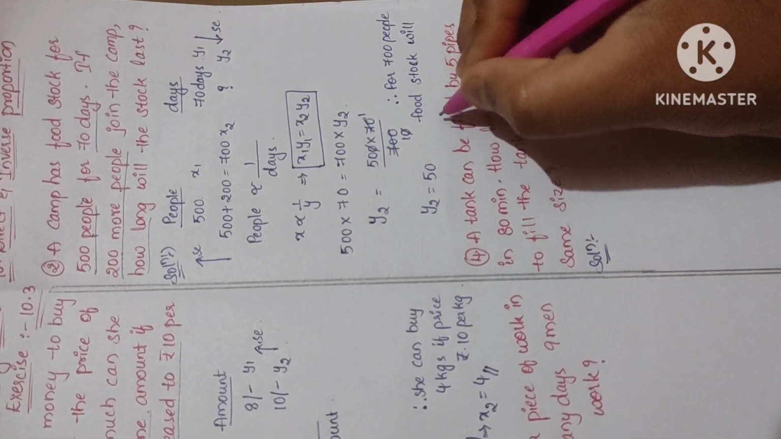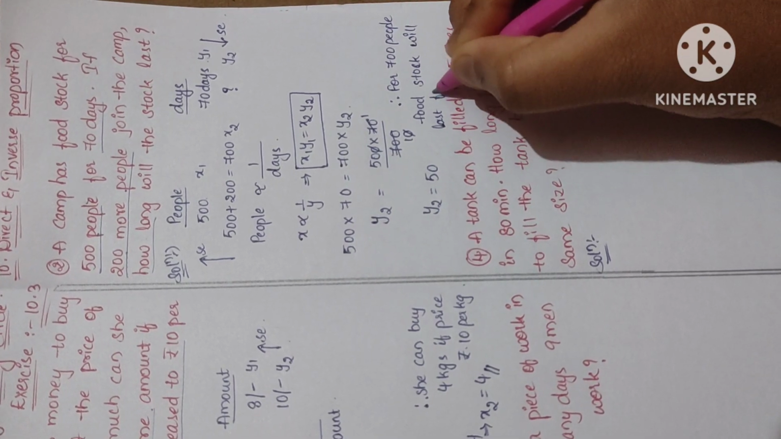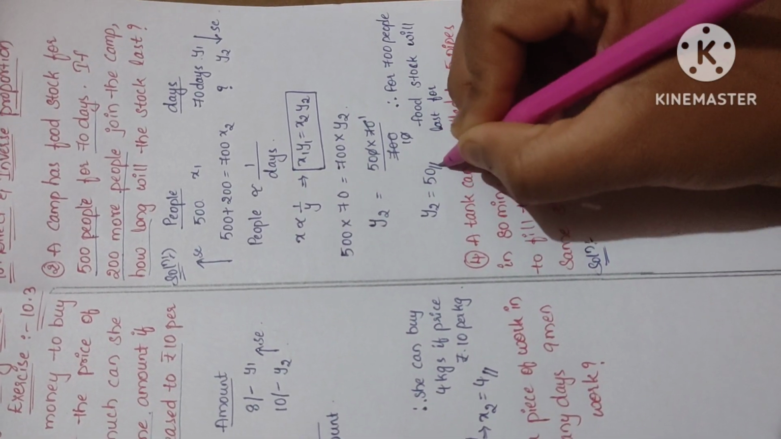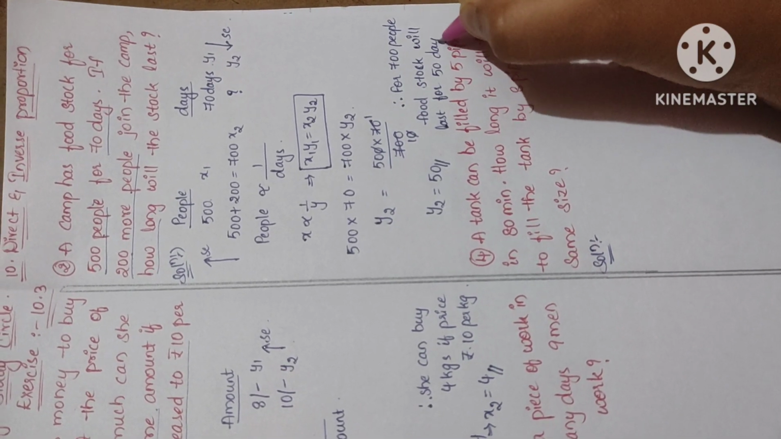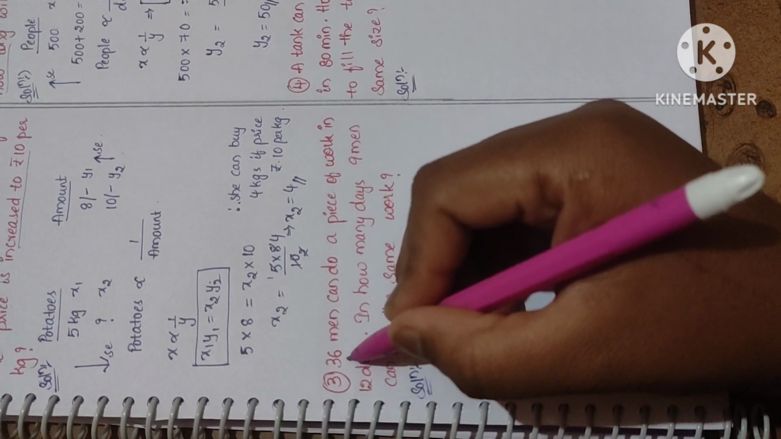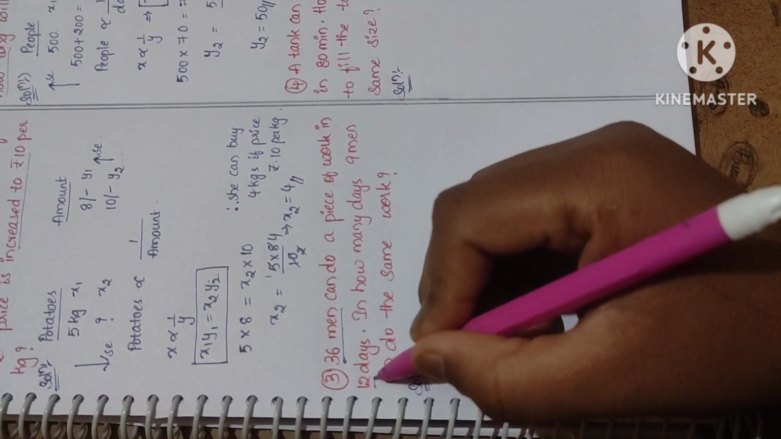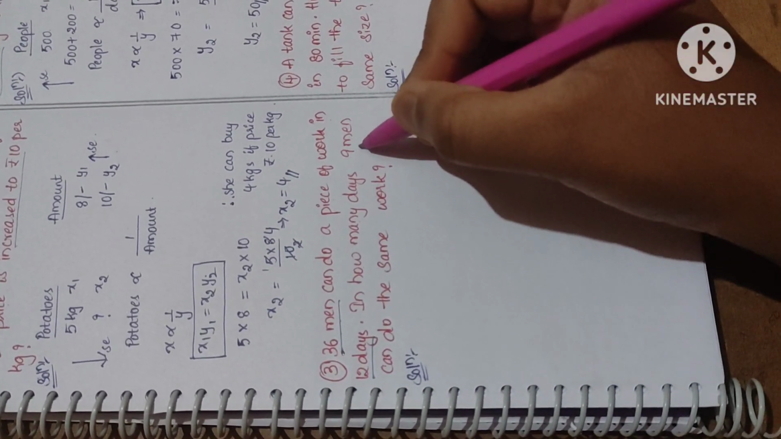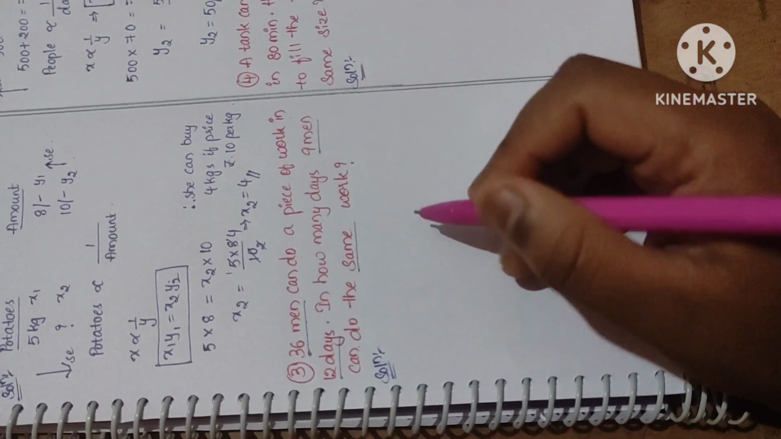So like this, if they are given any two quantities, we can say that it is in direct proportion or inverse proportion. So from the formula, we can find the unknown value from the given three values. Next one, third problem. 36 men can do a piece of work in 12 days. In how many days can 9 men do the same work?